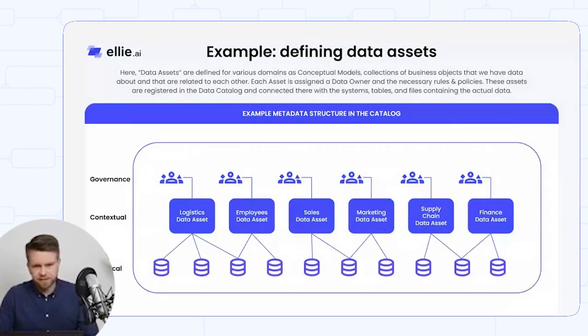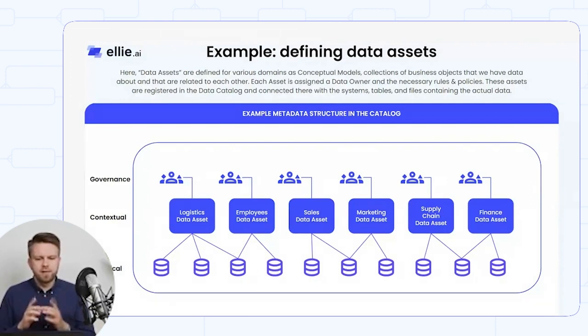So we have here an example. This is a very simplified thing, but if we consider the metadata structure of a data catalog, we have here various domains which are modeled as conceptual models. These are collections of business objects, of things we have data about. Each of these data assets is assigned a data owner, a set of rules or policies, the governance metadata.